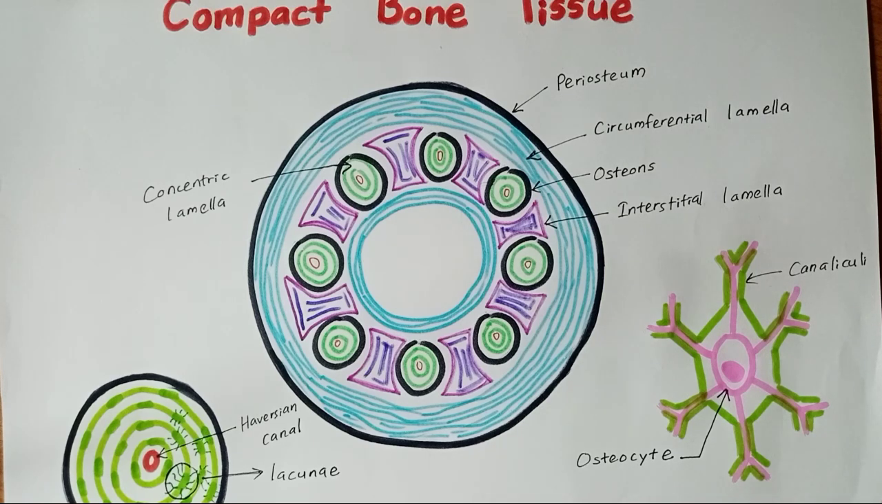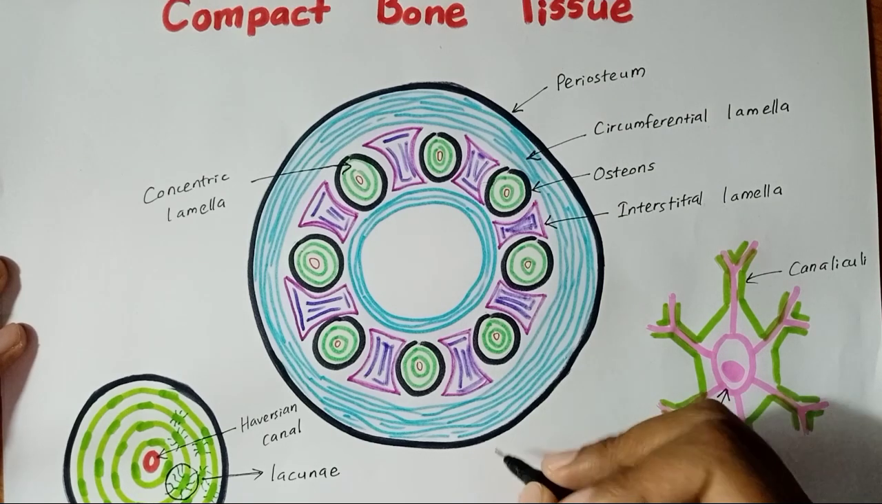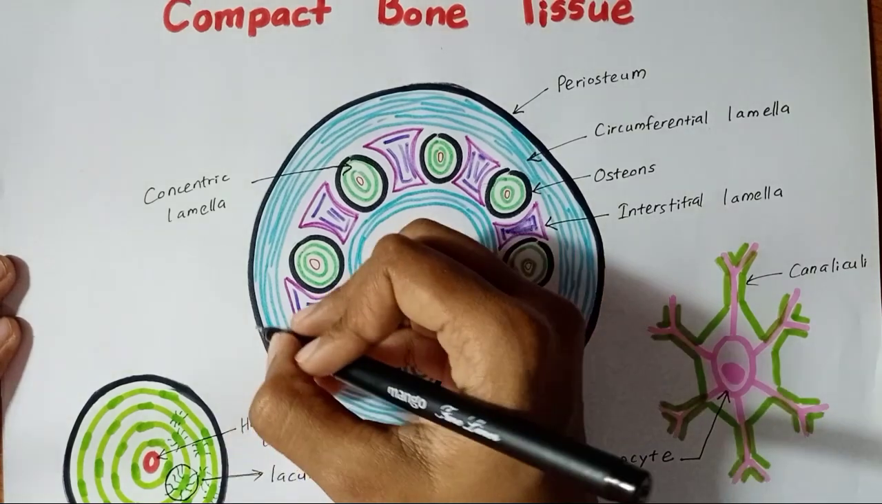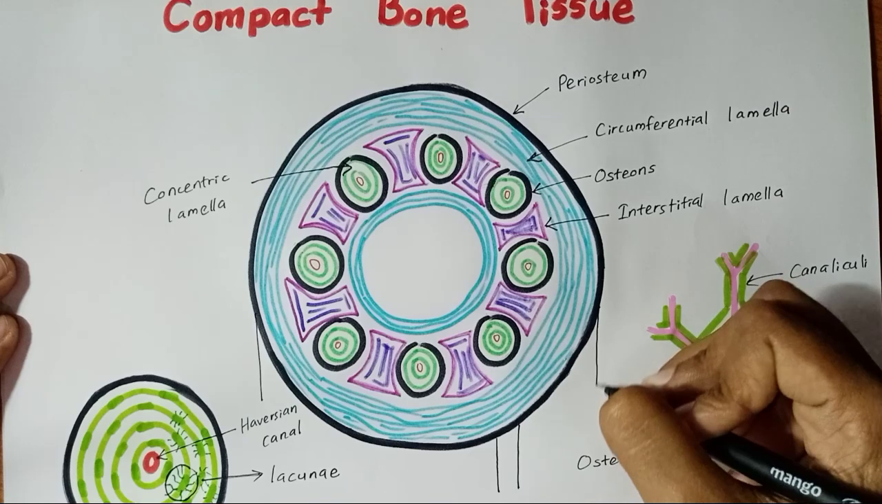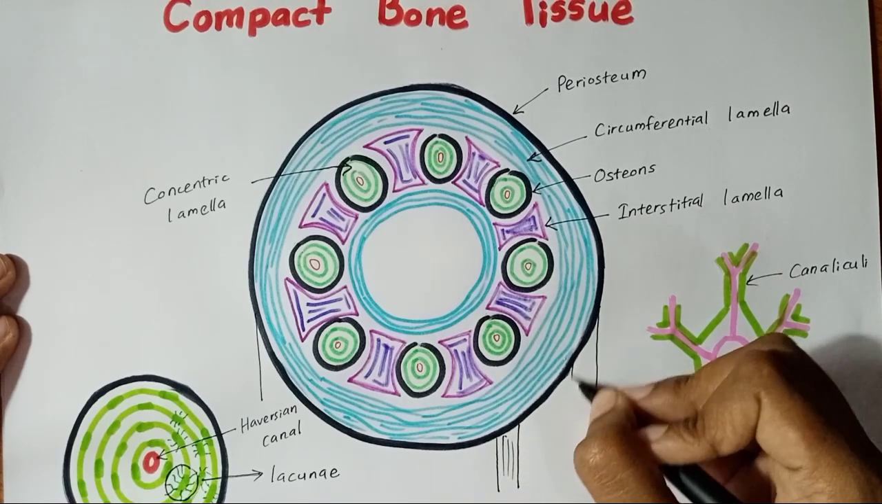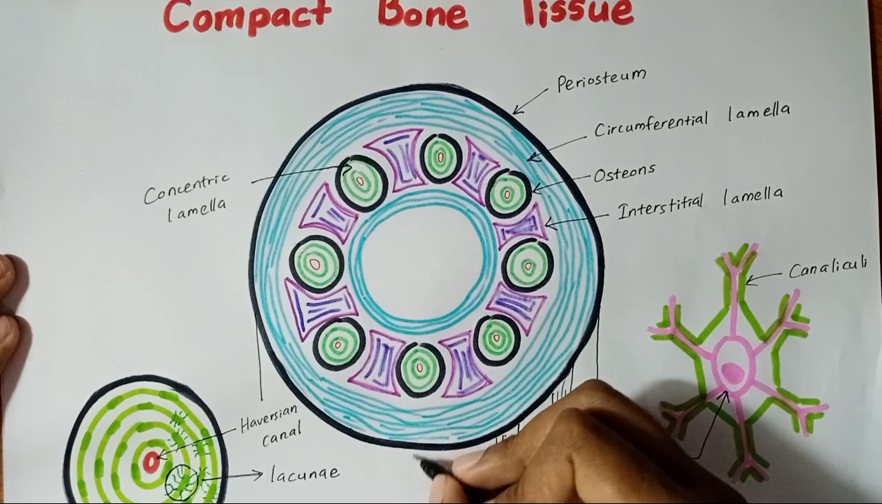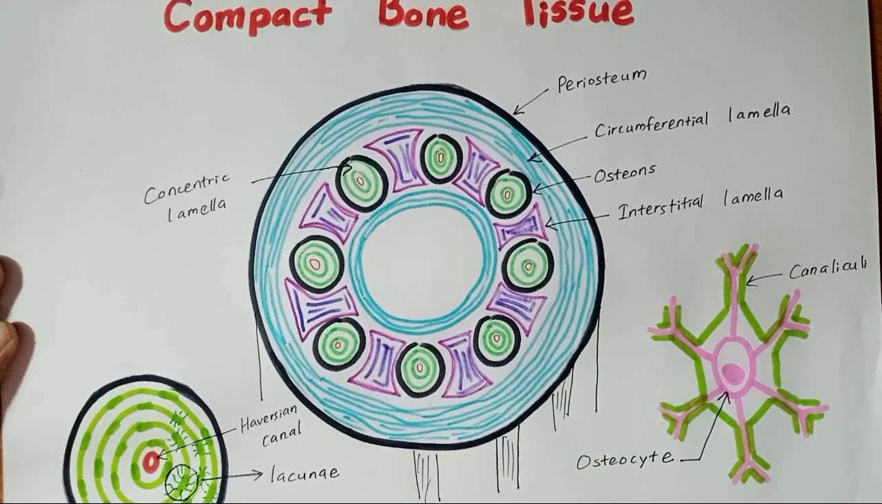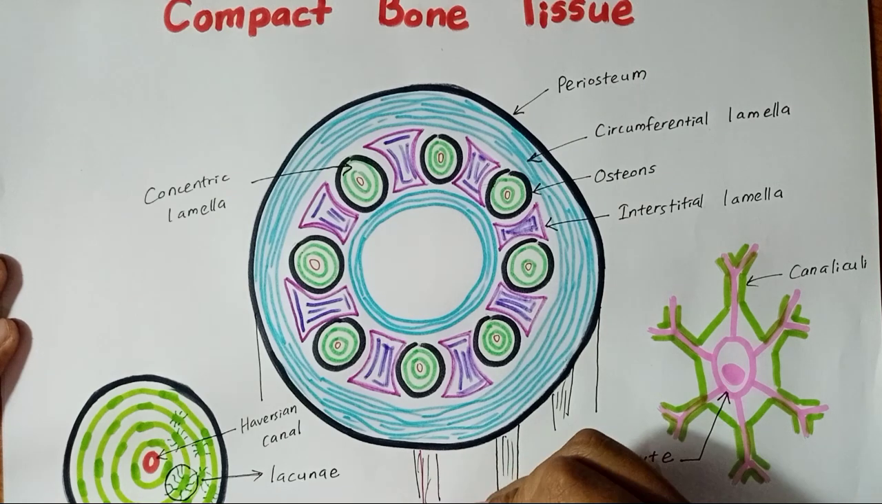So that's it, and also this osteon continues downwards along the vertical side of this bone. If we draw the bone like this, the osteons are going downward like this. Okay, these are the osteons. And in these osteons, we can see those Haversian canals also.